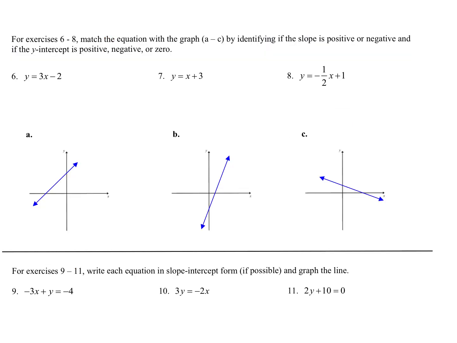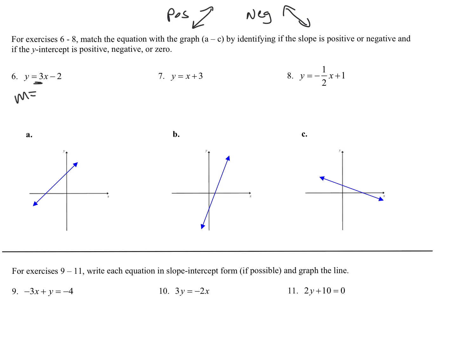Okay. So for exercises 6 through 8, we're going to match the equation with the graph by identifying if the slope is positive or negative and the y-intercept is positive, negative, or 0. So we're just matching the graphs. All right, so for number 6, we have a positive slope. So remember, if the slope is positive, it's going to look like this. If the slope is negative, it's going to look like that. So we have a positive slope here.